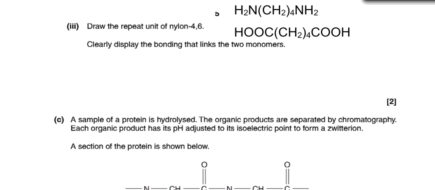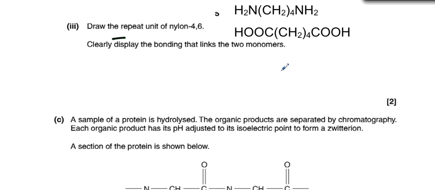Okay, to finish off our part on amines, we've got the two displayed structural formulas here. It's asked us to draw a repeat unit of nylon 4,6, which is using these two monomers, and it says clearly display the bonding that links the two monomers. So I'd suggest that, since it's asking us to display, and I've lost my cursor again, which is really frustrating, that I would use displayed formula.